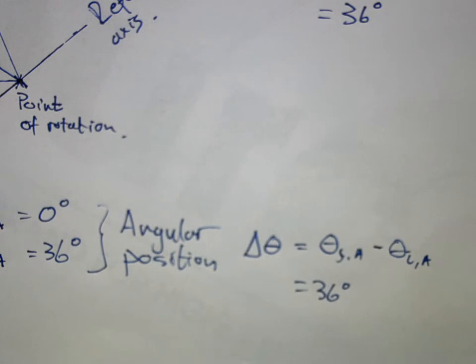And that is now the foundation on which we're going to build our description of rotational motion, this idea of an angular position. Angular position meaning it's got something to do with an angle that is swept out during a pure rotation.